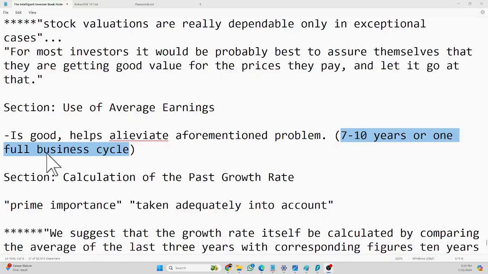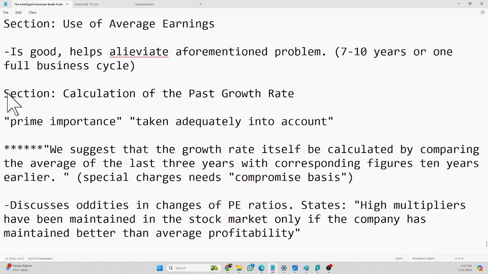It'll be very interesting to see how this cutting cycle happens. It's expected right now in July of 2024 that we have a 100% chance of the first rate cut after the epic hiking cycle to start in September. But we're not here to talk about that. We're here to talk about the book mostly. So let's move on. Now we have a next section on calculation of the past growth rate.